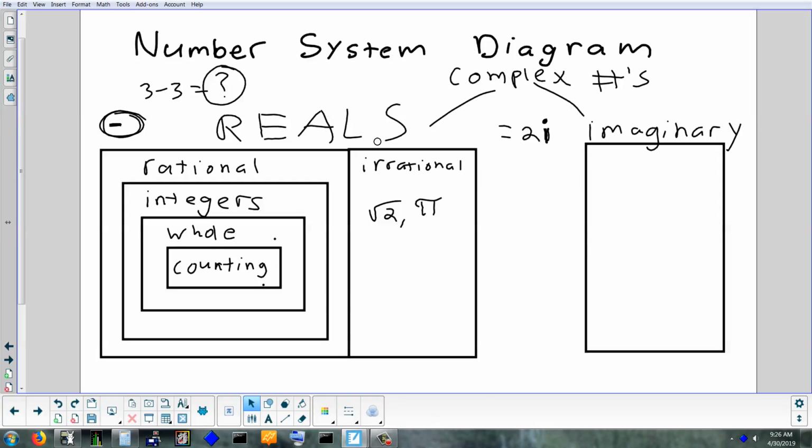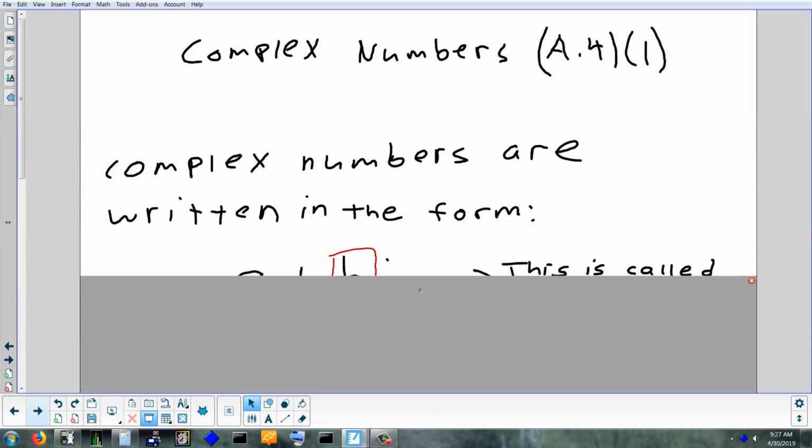Or if you wanted to think of reals as the United States and imaginary as Canada, then complex numbers would be like North America. It would include both the United States and Canada. So that's how they work. So that's a good place to start.